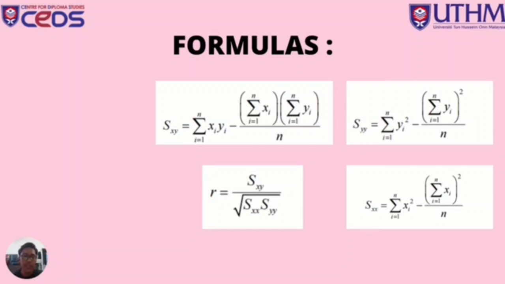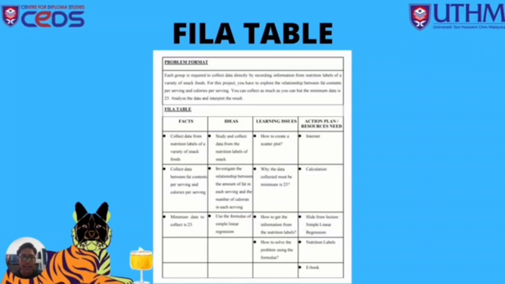Next are the formulas. There are 4 formulas that we use to solve our problem statement. Next is the FILLER table. As we know, FILLER is the abbreviation for facts, ideas, learning issues, and action plan. This structured table is helpful to overcome problems and solution techniques, and PBL is easy to implement in current teaching and learning settings since it offers freedom and better understanding among students.